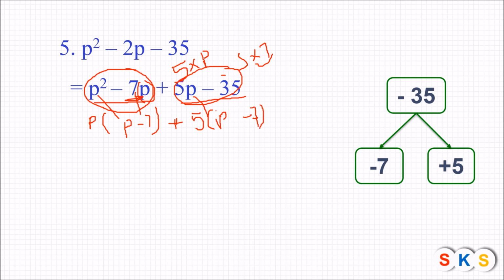So you'll get this step. Are you getting me? If I take p as a common in the first group, I will get p minus 7.